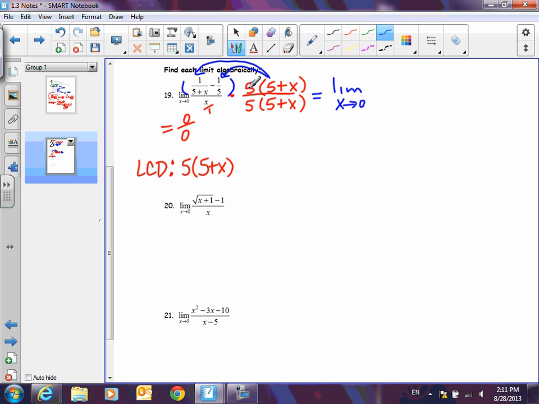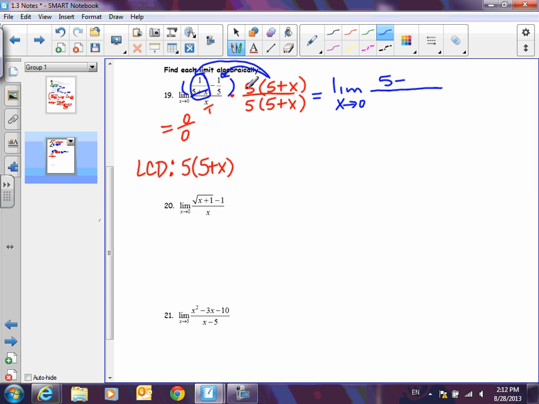Okay, so 5 times 5 plus x. When I multiply that to this first term, 1 over 5 plus x, what happens? What cancels? The 5 plus x's. And so you're left with 1 times 5. So that simplified very nicely. Let me say that again. When I distributed 5 times 5 plus x to the very first term, the 5 plus x canceled, and we were left with just a 5. Okay, then I have a minus, so I'm going to subtract something.